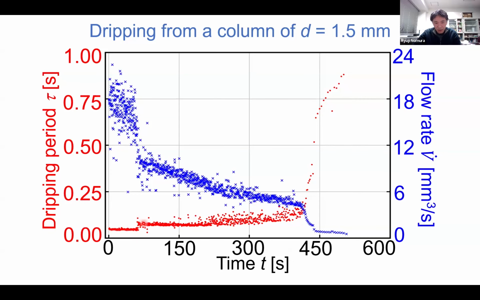We have one small step here, but other than this, it has a small change and it has a wide distribution. And this initial step is from the zero times oscillation to the 1 time oscillation. Other than that, it has a continuously changing dripping period due to the decrease in the flow rate for this case.